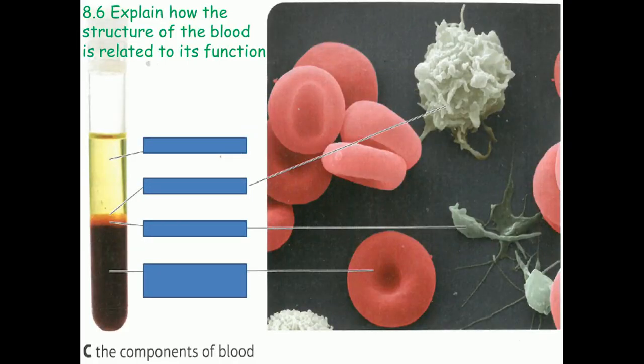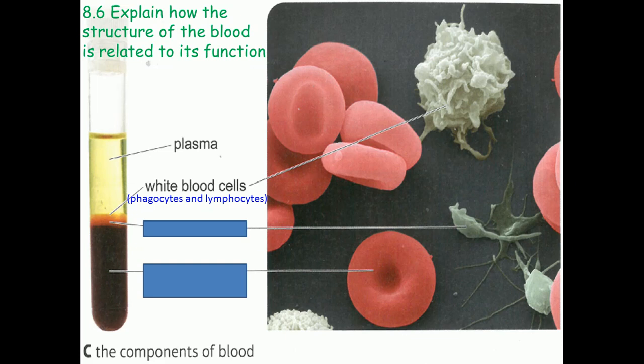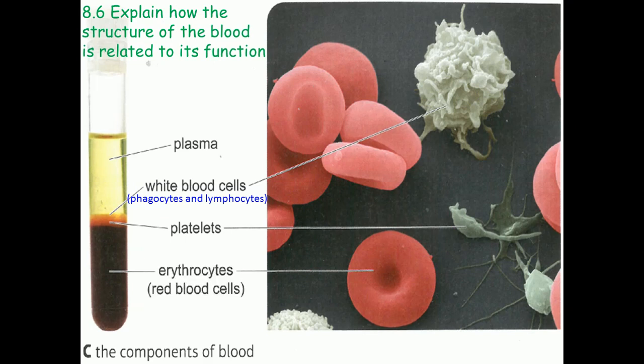Explain how the structure of the blood is related to its function. So first we need to know what the structure of the blood is, what is in the blood. The blood contains plasma, that's the liquid part of the blood. It also contains white blood cells, and there are two different types of white blood cells you should know, which you should remember from the previous unit, SB5. They're phagocytes and lymphocytes. It also contains platelets, which are fragments of cells, and then the last one is red blood cells, which is scientifically known as erythrocytes.